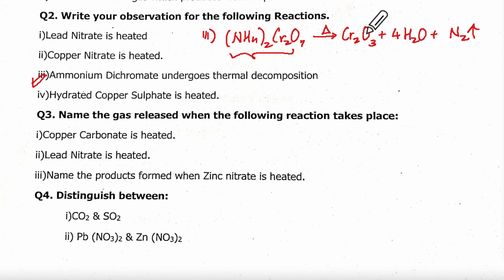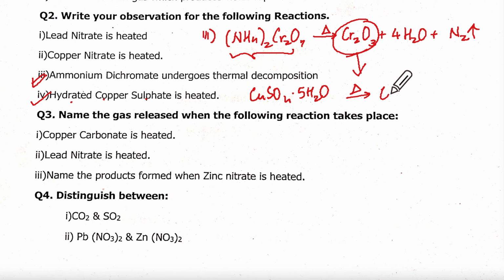Flashes of light forming what? What is this called? Green voluminous mass. Video. Correct or no? Yes, ma'am. Then hydrated copper sulfate is heated. Blue hydrated copper sulfate will become what? What is the formula for copper sulfate hydrated? CuSO4.5H2O. Very good. We don't say point, we say dot.